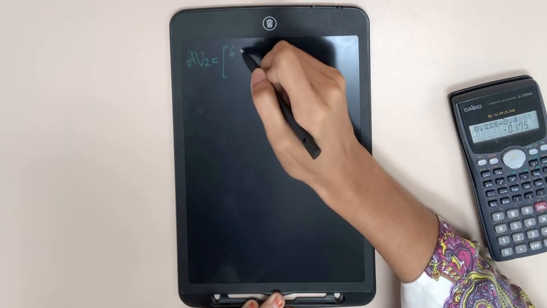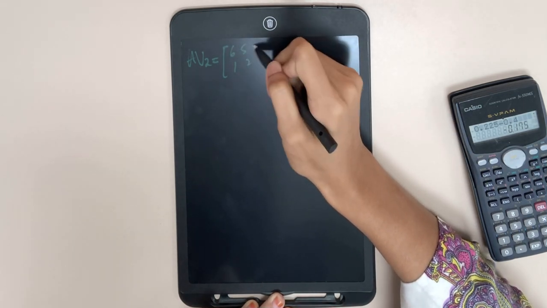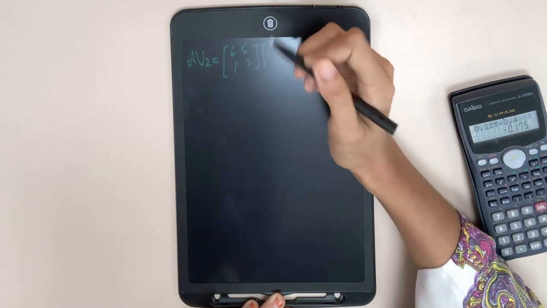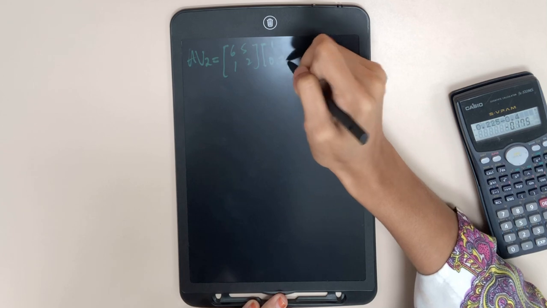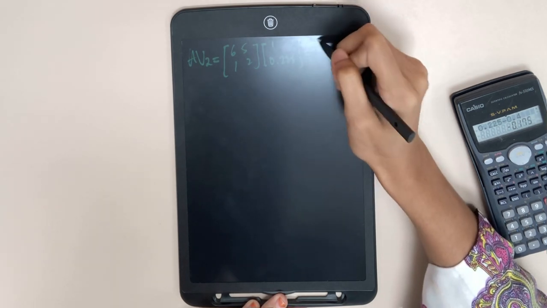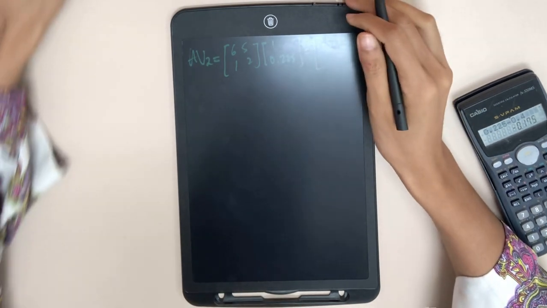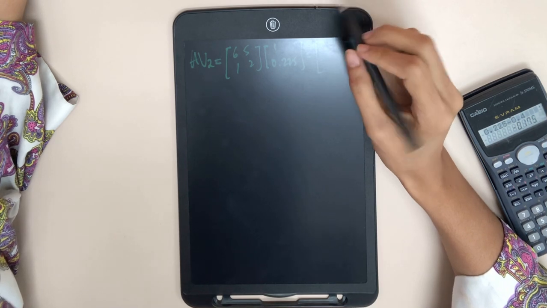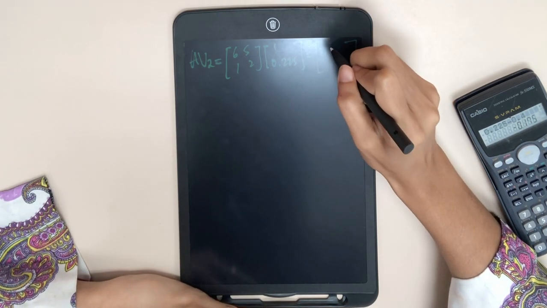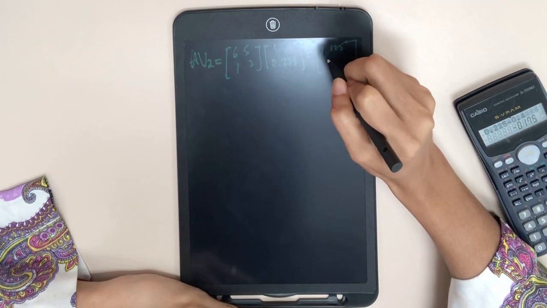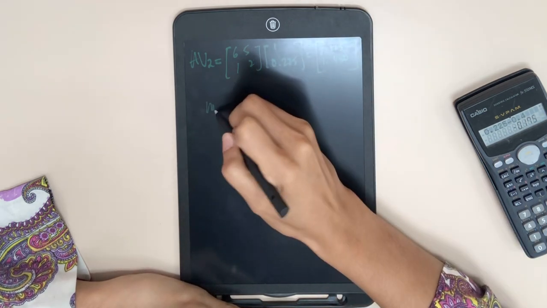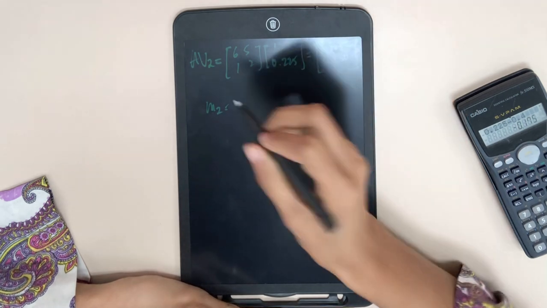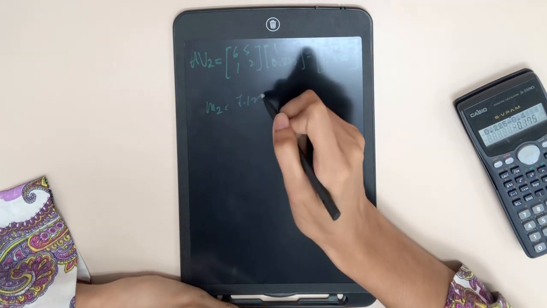Okay, so matrix A is the same, no changes. But V2 now is 0.225. Okay, multiply these two. You have 7.125, 1.450. So what is your M2 here? The largest value. So 7.125.